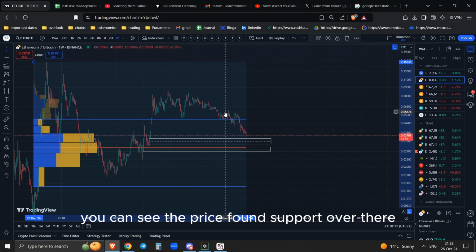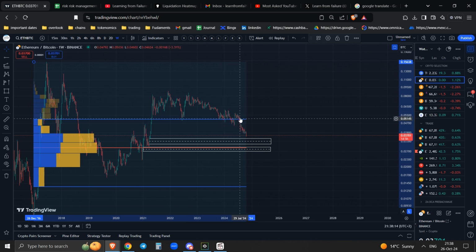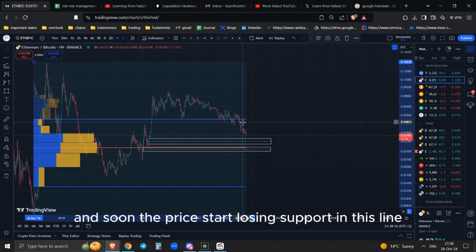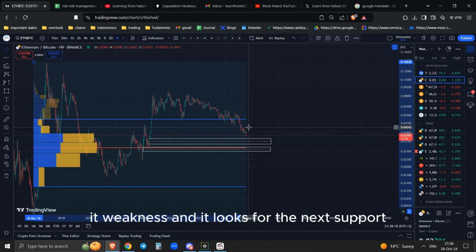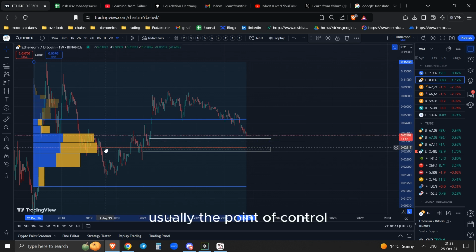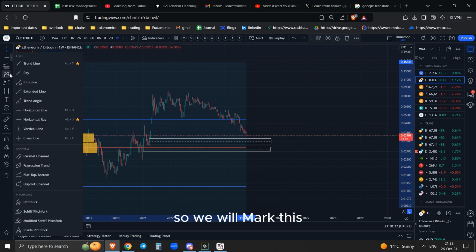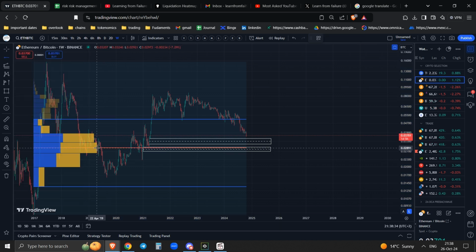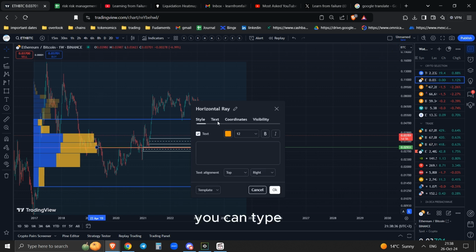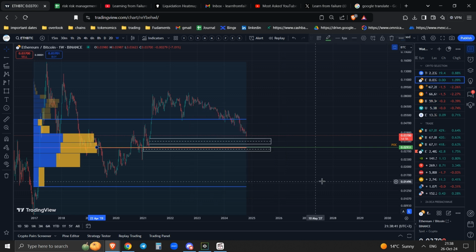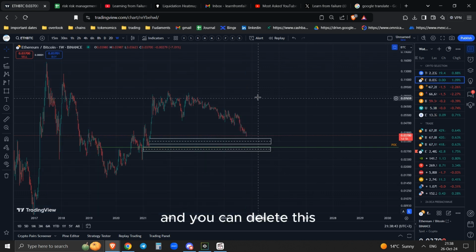You can see that price found support over there. And as soon as the price starts losing support at this line, it weakens and looks for the next support, usually the point of control, where the highest volume has been over the last 8 years. So we will mark this point of control. And you can delete this.